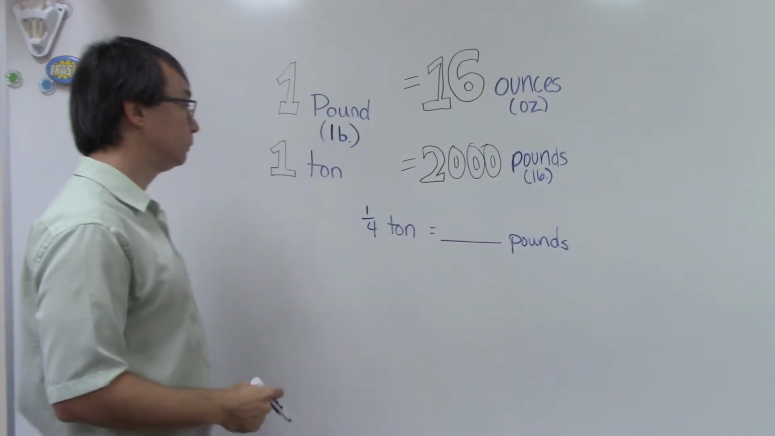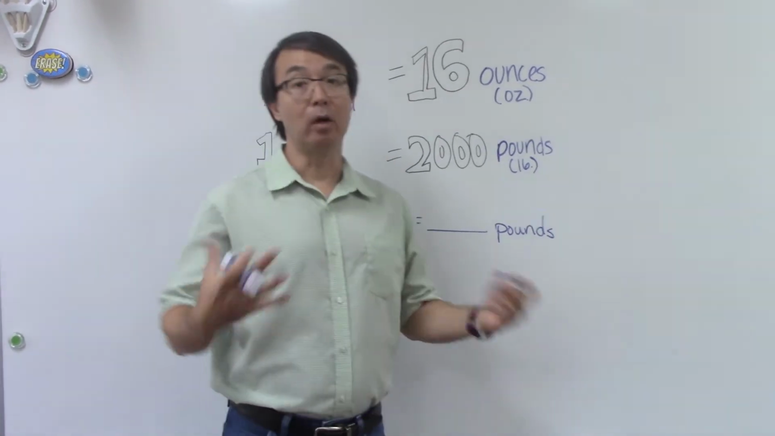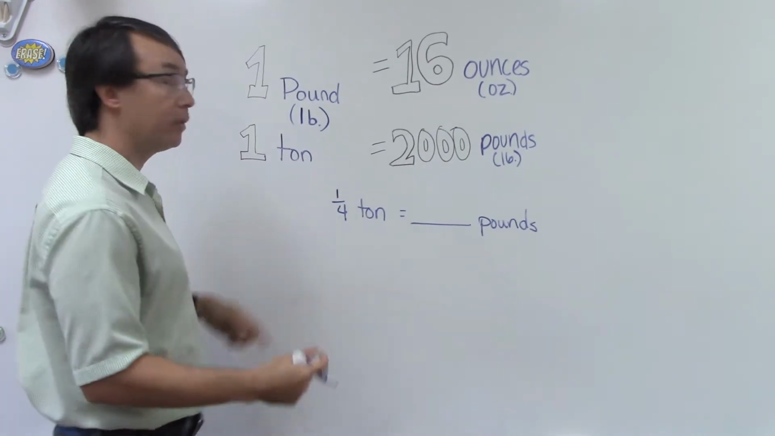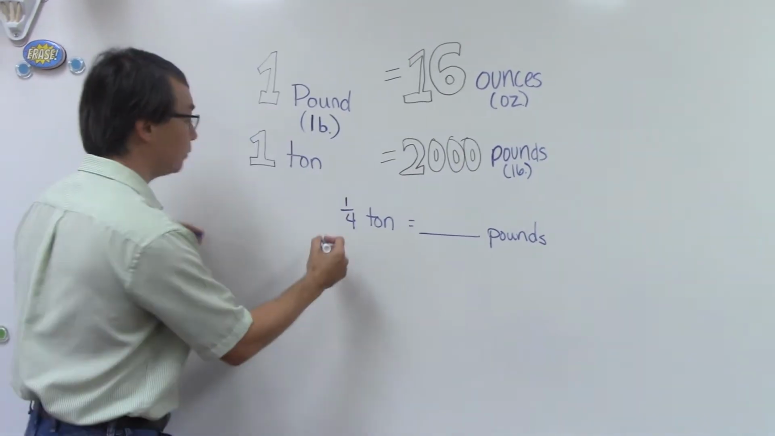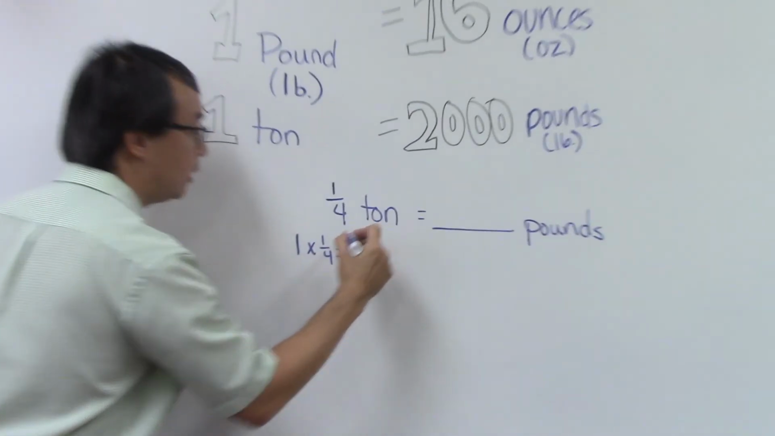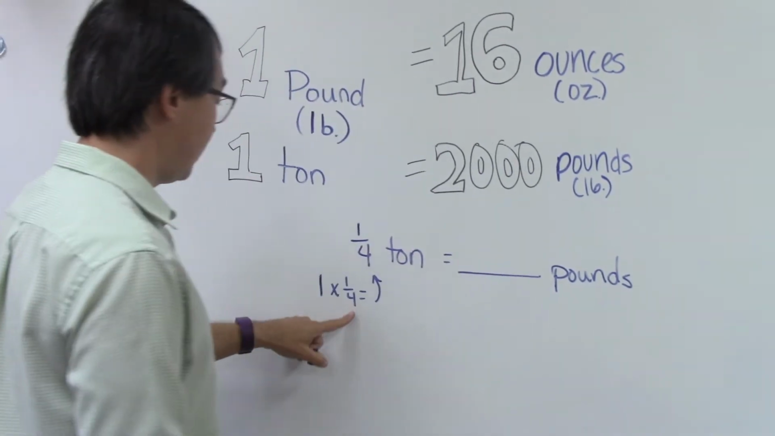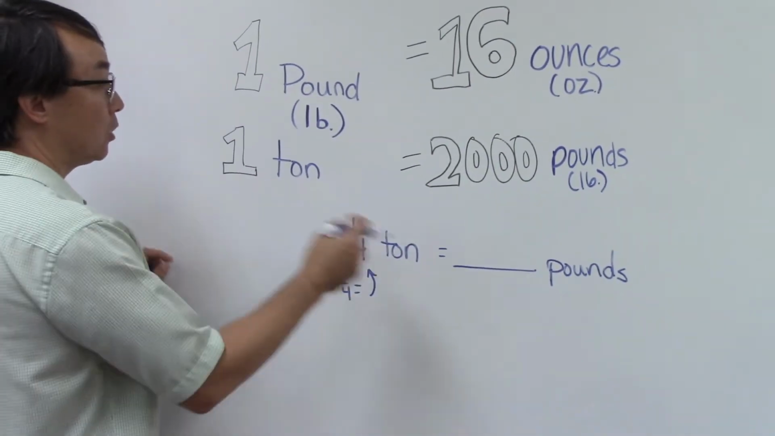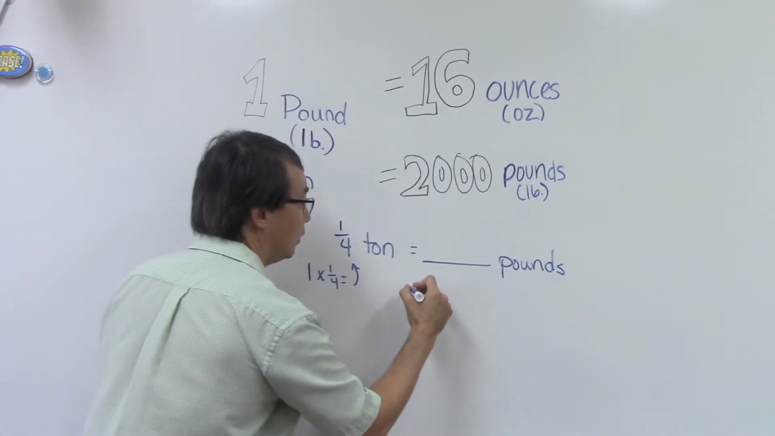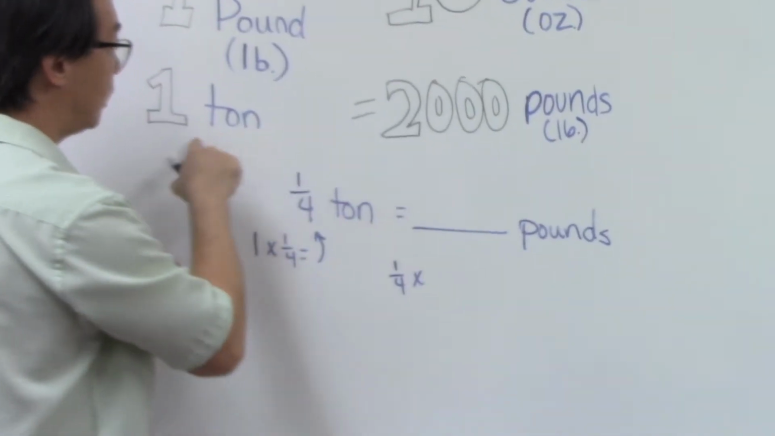Now, I know a lot of you stress out when you see that fraction, but don't. It's just one extra step, okay? How do I get from 1 to 1/4? Multiply it times 1/4. 1 times 1/4 equals 1/4, because any number times 1 is that number. If I multiply this times 1/4, I have to multiply this times 1/4? 1/4 times 2,000, because 1 ton equals 2,000.